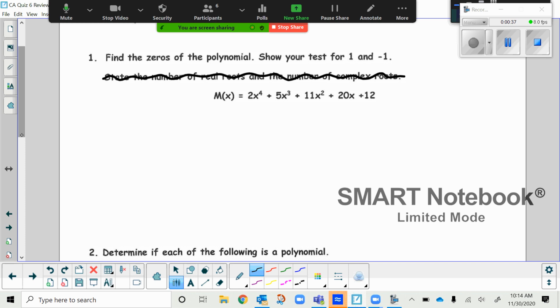What does that mean, show your test for 1 and -1? What kind of math is that asking me to do? That stuff right there, that synthetic division, right? So we set up our synthetic division testing 1. The numbers I write are the coefficients from the polynomial, and you have to check if it's missing any x's. Do you see any x's that are missing? No. Okay, good. So set up your coefficients like this.